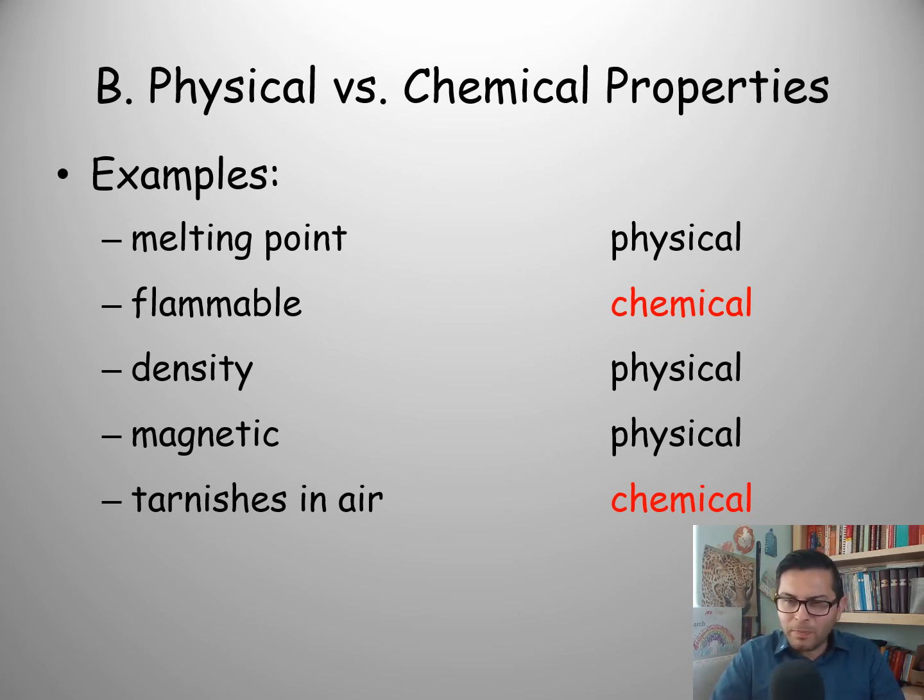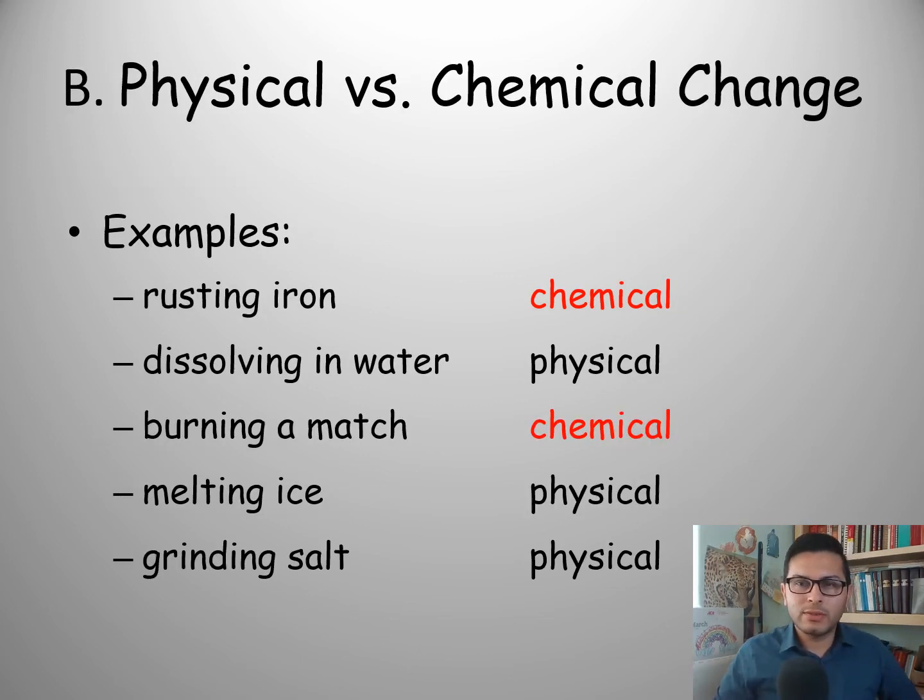Tarnishes in air. What is happening when something is tarnishing? If we've ever seen copper turn green or iron turn red, that is a type of tarnishing. What the air is doing is combining with those metals and making something completely new. It's making a new substance, a new molecule on the surface of those copper or iron pieces. So that is a chemical process. So here we're going to talk about physical versus chemical change. So it's the actual change that's taking place. Let's look at some examples.